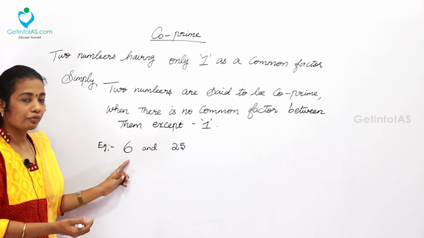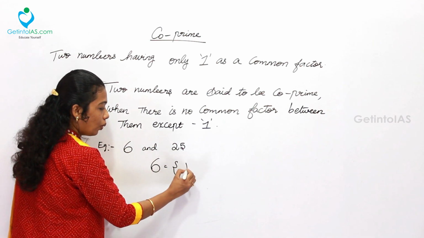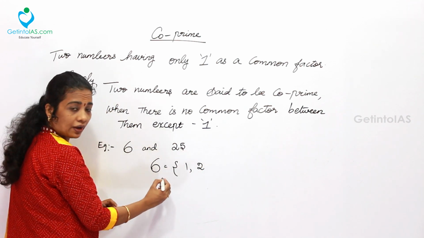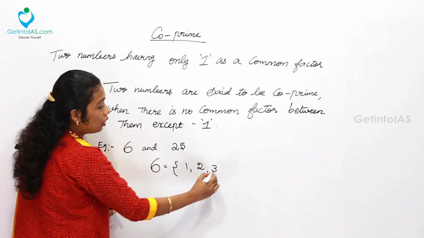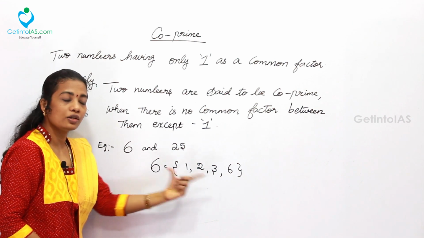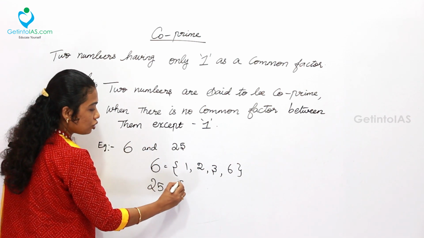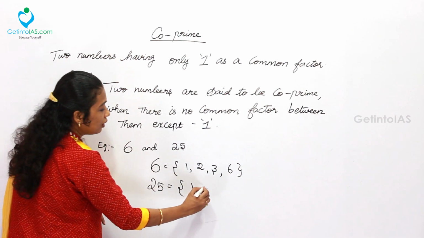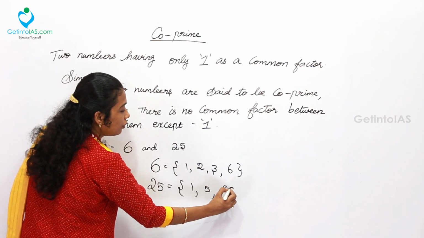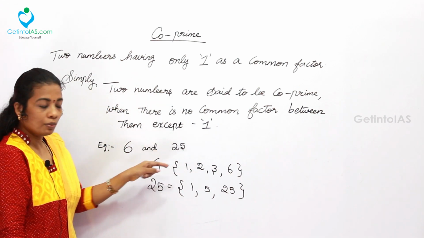So let's take the factors of 6 first. What are the factors of 6? 1 is a factor, 2 is a factor, 3 is a factor, also 6 is a factor. So I got 4 factors totally. Now let's factorize 25. What are the factors of 25? 1 is a factor, 5 is a factor, also 25 is one of the factors. So let's find the common factors over here.